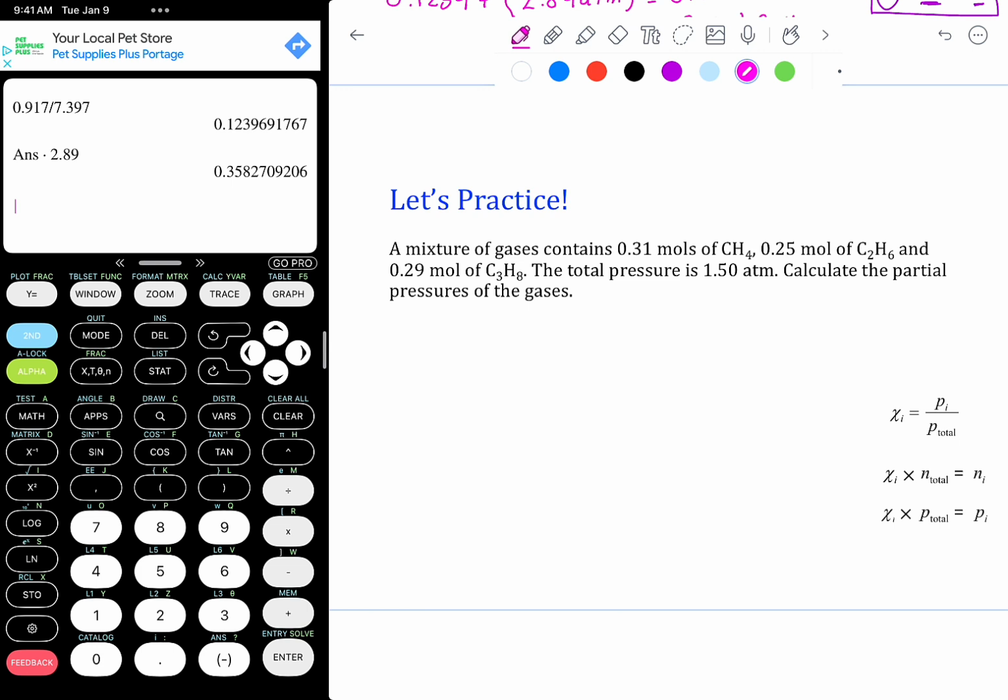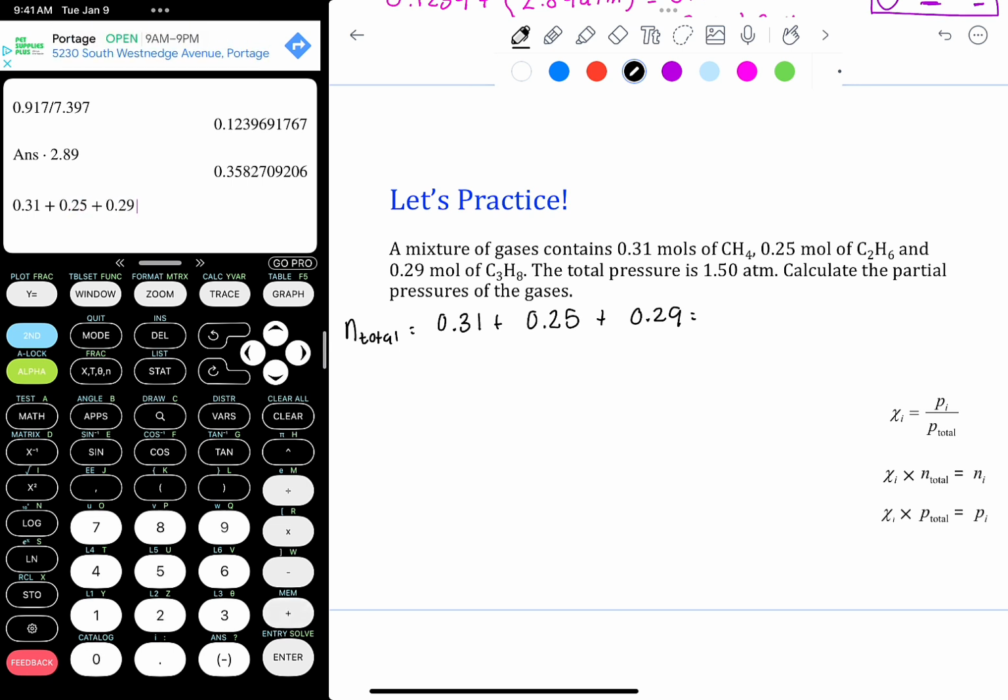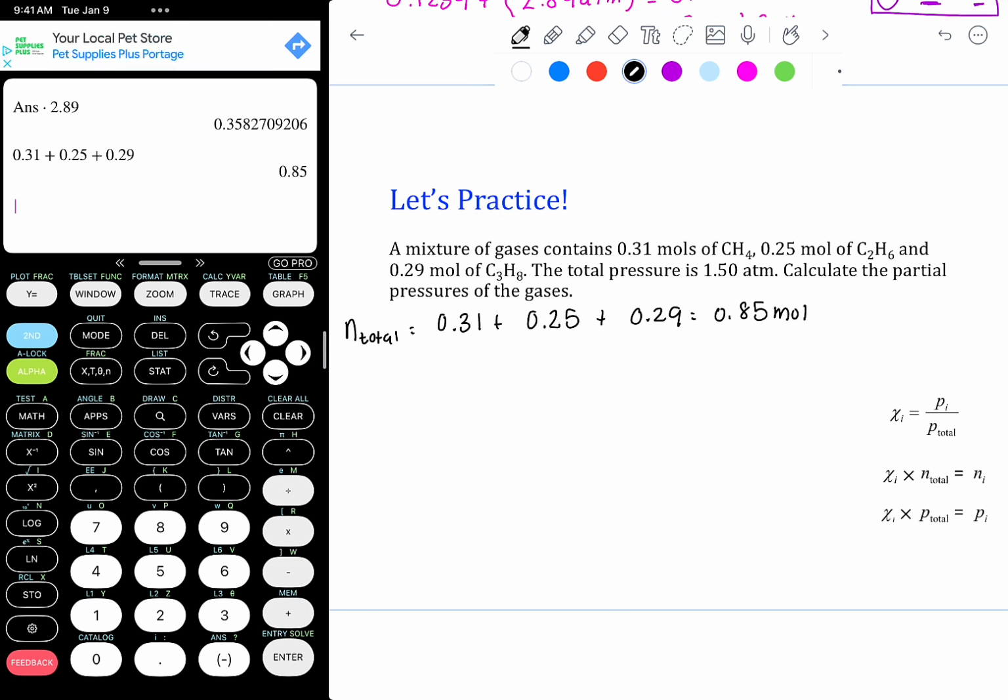The first step that you're going to want to do is find your total moles. So N total is going to be equal to 0.31 plus 0.25 plus 0.29. So we get 0.85 moles total. So now we're going to take those chi values. I'm going to simplify this and just put it right in my equation instead of solving for them individually.